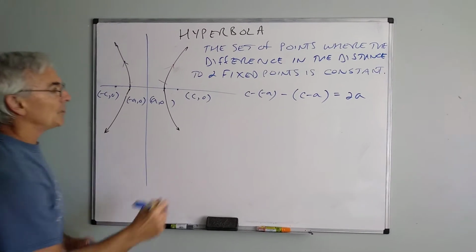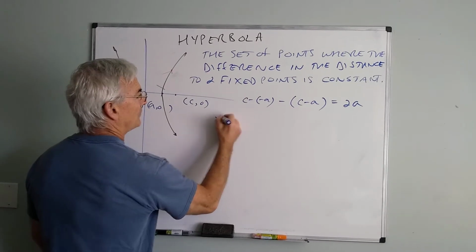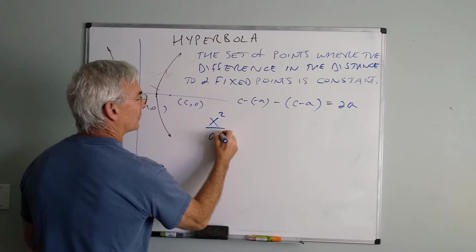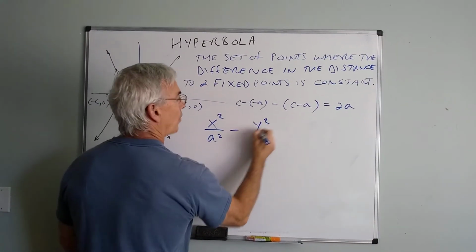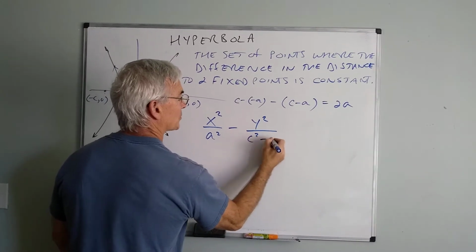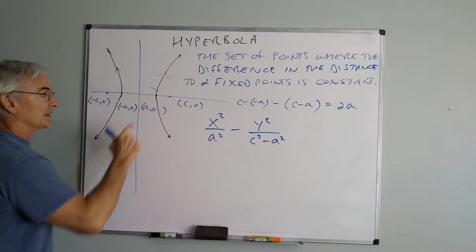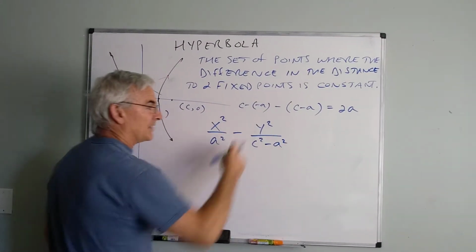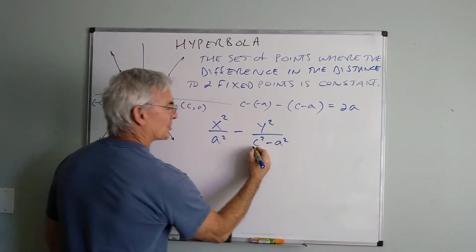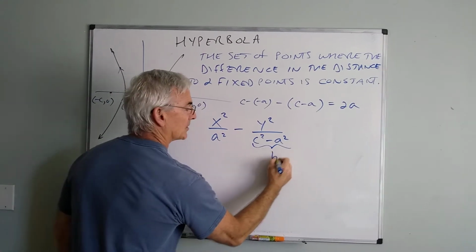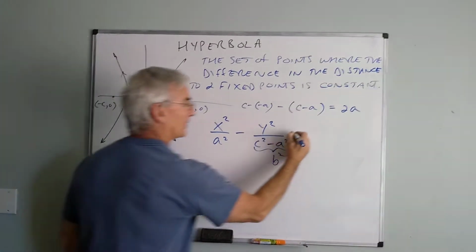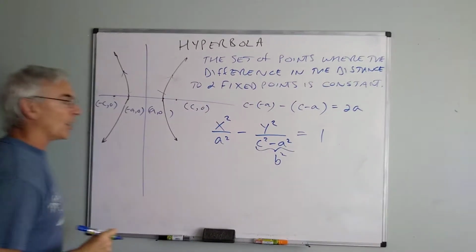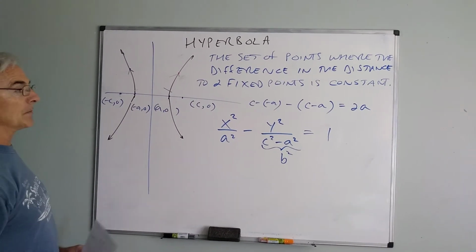Now, as a result, we get an equation of the form x squared over a squared minus y squared over c squared minus a squared, because c is bigger than a. Now, this is a very inconvenient form. So let's just go ahead and replace that quantity and call it a new value, b squared, then this whole thing will equal 1, and this is the general form of our hyperbola.